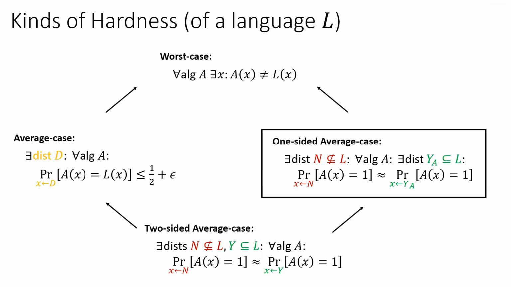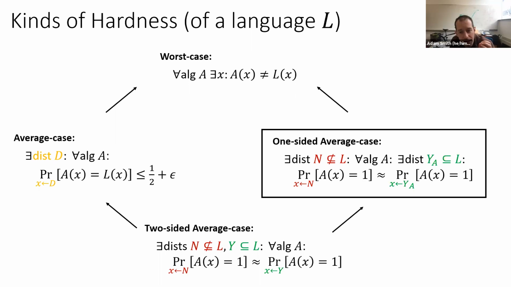Prashant, you said that the two-sided average case implies one-way functions, but these distributions are not efficiently sampleable. Isn't it more like heuristica than one-way functions? Oh no, actually I do want them to be sampleable. The only thing I don't care about being sampleable is this YA. So for the one-sided case, you do want an efficient distribution on the no instances. Yes, I want N to be efficiently sampleable.